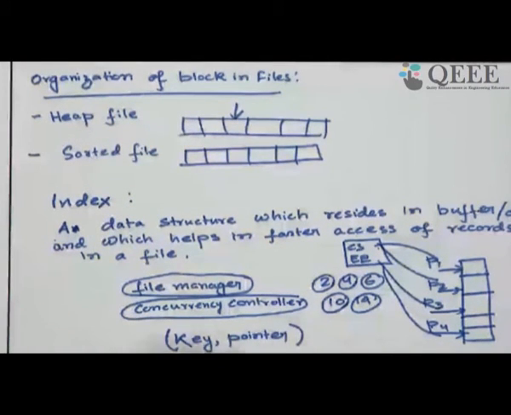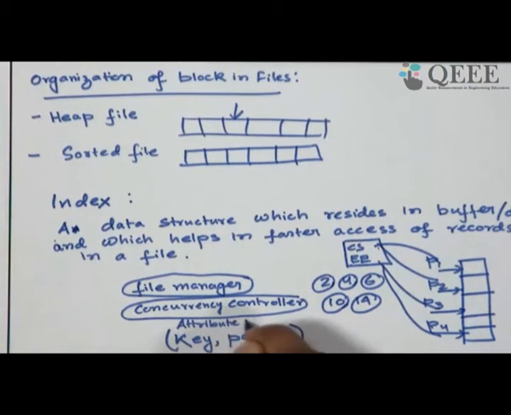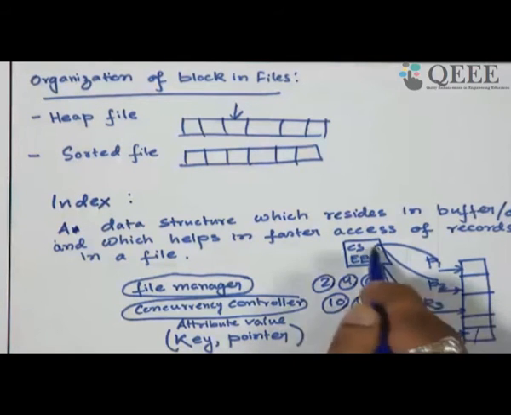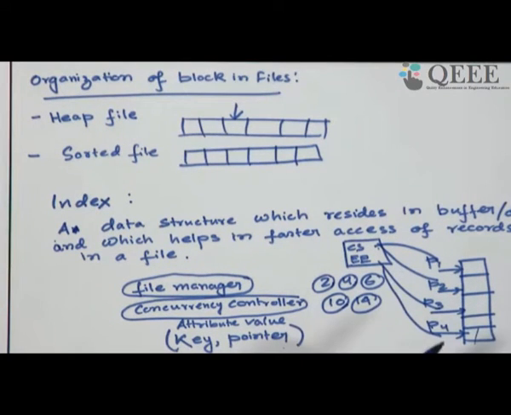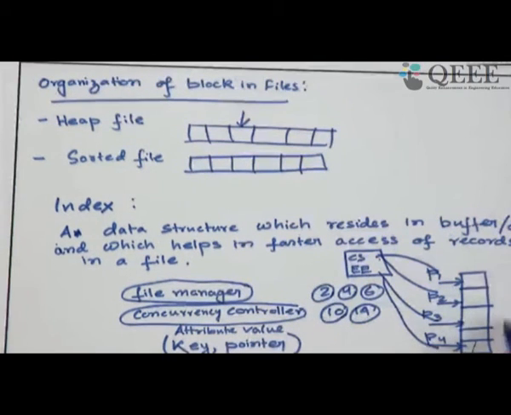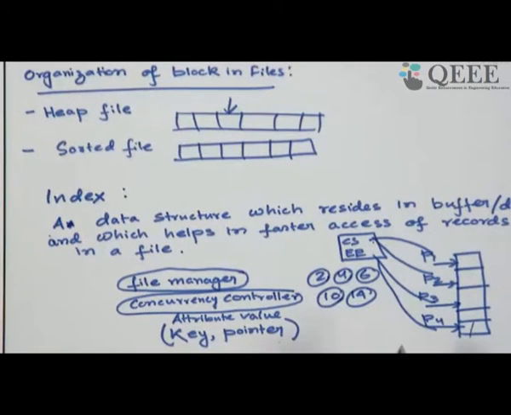Key means attribute. Depending on what attribute you choose as the key, you can have different indices. It says that this attribute value, say department equal to CS, is available at these pointer locations in the file. This structure is called an index. What is the utility of this index? Instead of scanning and reading the entire file, it helps you quickly answer a query by going directly to the pointer.